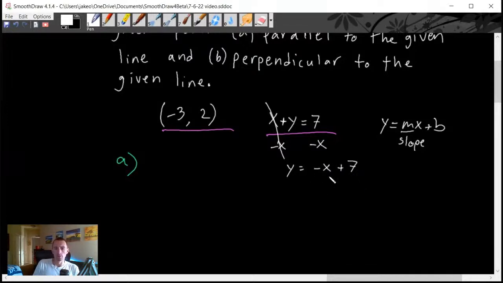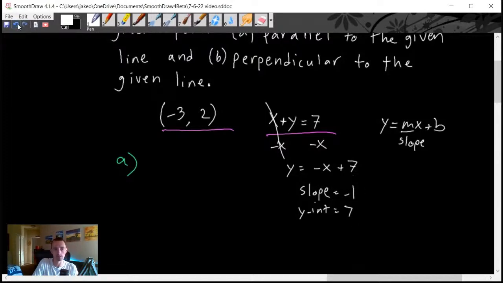Okay, so now we've got this in the slope-intercept form. We know that the slope of this line is -1, because -x is the same as -1x. So basically our slope is -1. And the y-intercept of the given line is 7. That does not mean that the y-intercept of the line we want is 7. It means the y-intercept of this line is 7. But we do know that the slope of this line is -1.